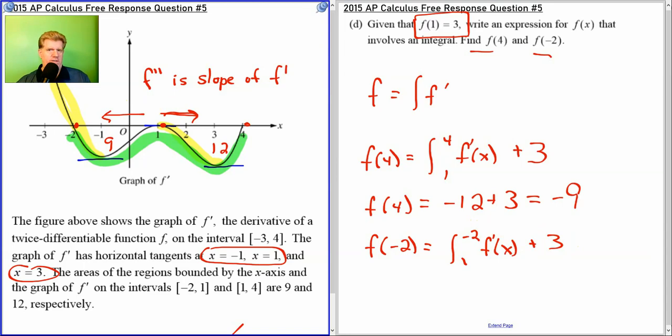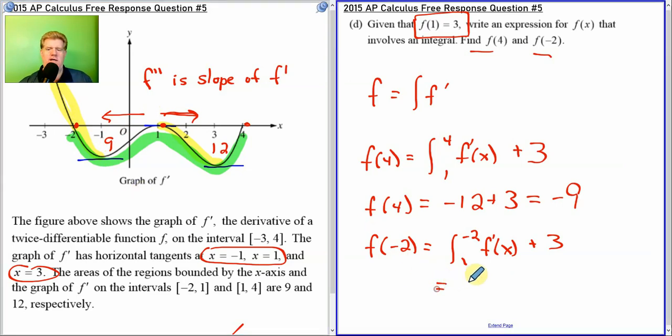So there's 2 ways to think about it. The area from negative 2 to 1 is 9. But since 9 is below the axis, it's negative. But since we're traveling backward, it's another negative. We're going to take the opposite of that. So we're actually going to take 9 and add 3 to it. And we get 12. So f of negative 2 actually equals 12.